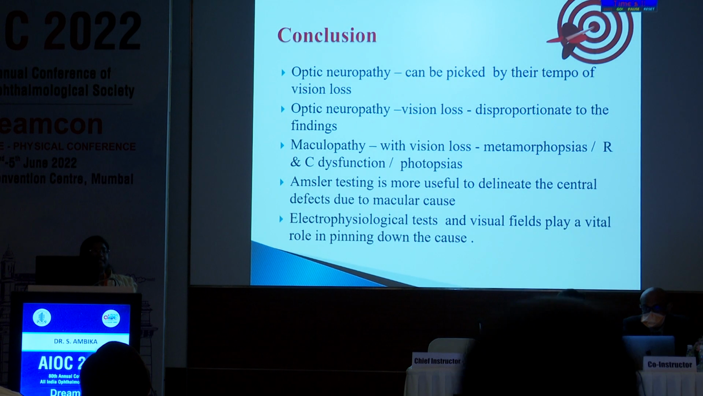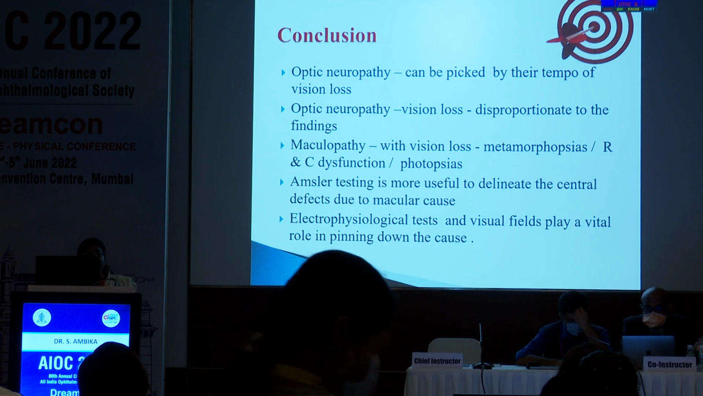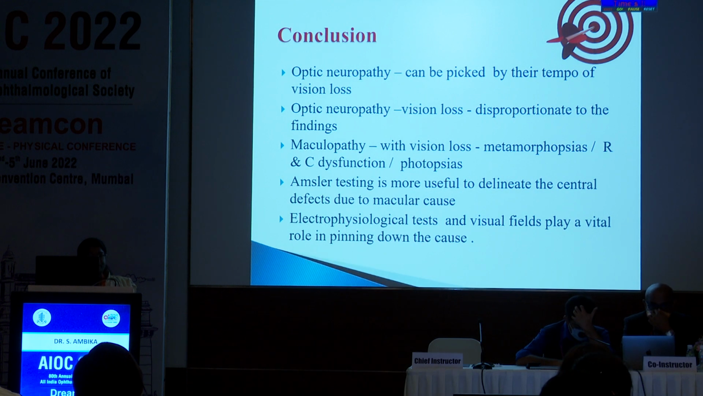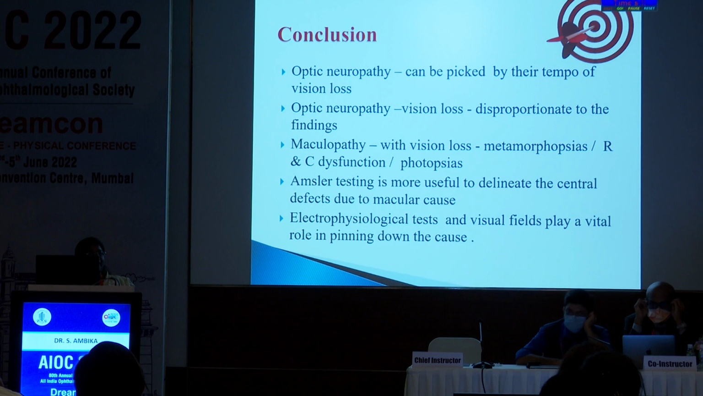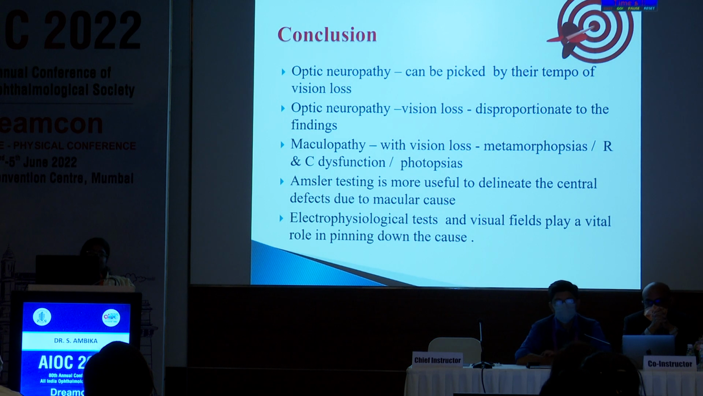the most important thing is history taking. And optic neuropathy can be picked up by the tempo of the vision loss. If it is an acute painful loss, it is mostly an optic neuritis. If it is painless, it could be an ischemic cause. And if you have an overlay of maculopathy as a cause, you will have macular symptoms like metamorphopsias and photopsias.